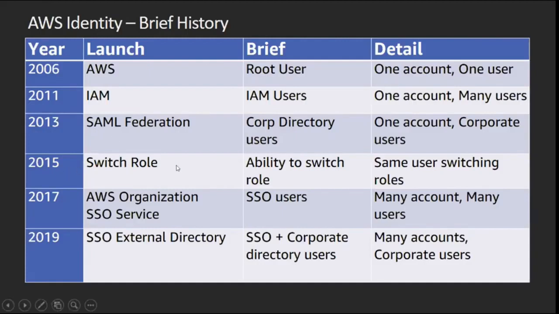In 2015, we got switch role. Many developers work on multiple projects and they may be in different sets of accounts. So the ability to switch roles was very important. And in 2017, we got the SSO service. Think of it from a scheme point of view, and many times integrating with, let's say, Okta, Azure AD, and many others. Right, so that's 2019. We have many others coming in, the external directory integrations.